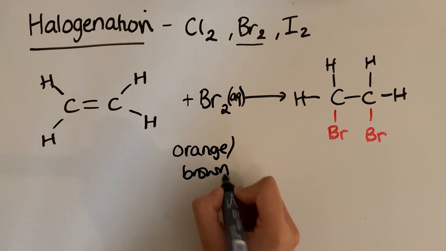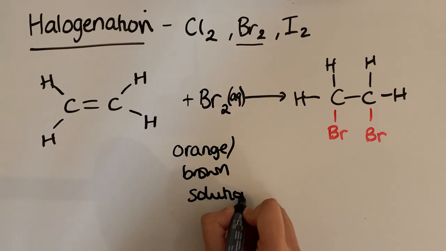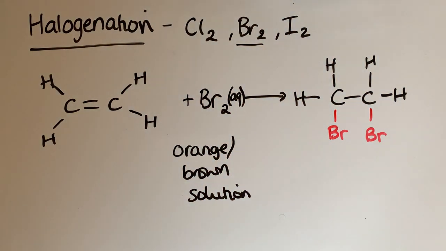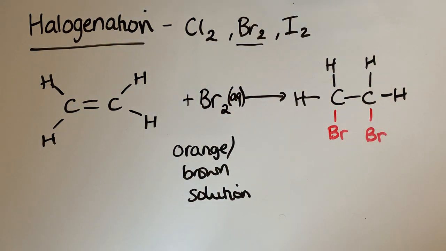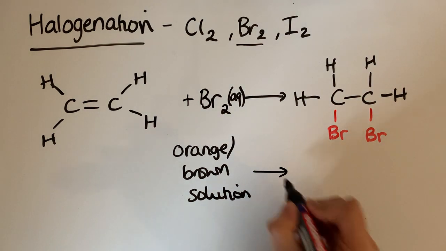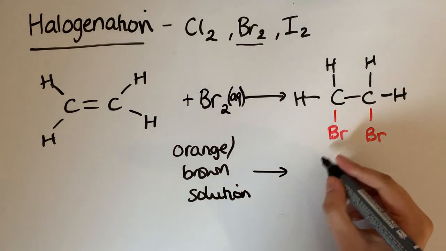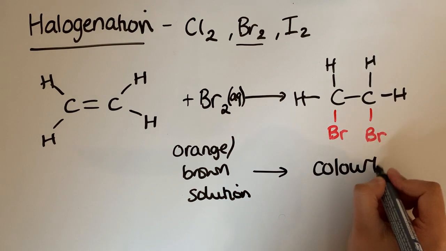And at the end, because all of your bromine has reacted, you shouldn't have any bromine left because it's a part of this molecule here. When bromine's in a molecule, it's not going to be the orange-brown colour. Only when you have bromine by itself, Br2, does it form the orange-brown solution. So that means over here in our product, we lose that orange-brown colour. So it goes from an orange-brown solution to a colourless solution.